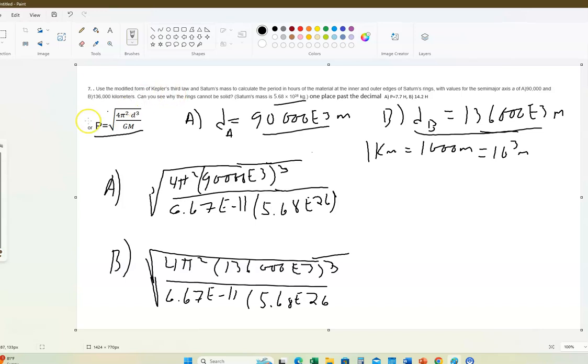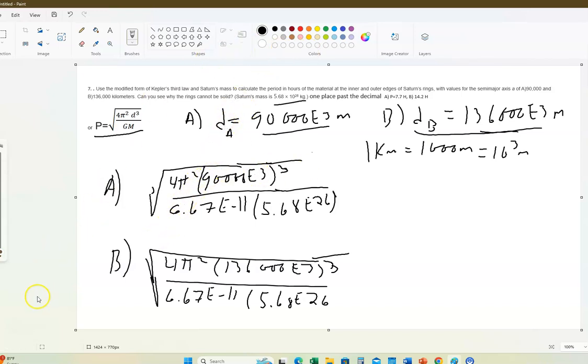The key thing here is, can you see why the rings cannot be solid? The answer is, if the rings were solid, both these answers would be the same number. They would take the same amount of time to orbit Saturn. All right, so let me get my calculator, and I'm just going to plug the numbers in.